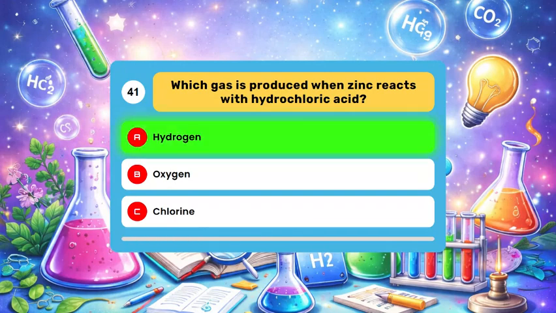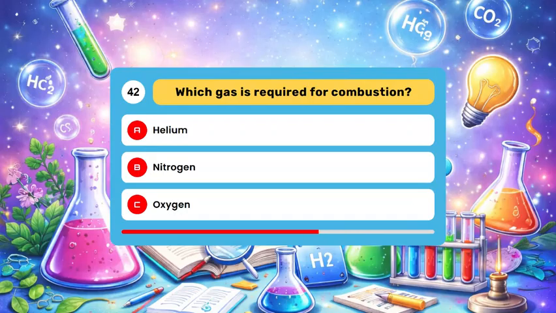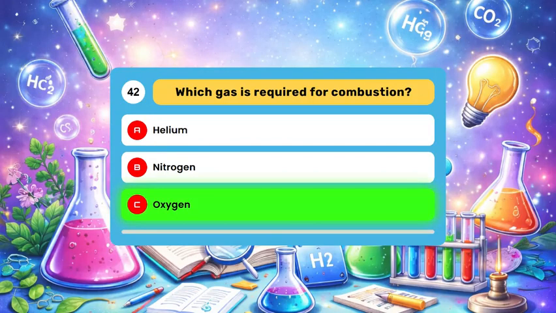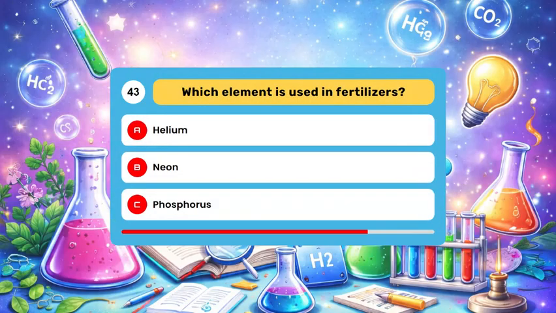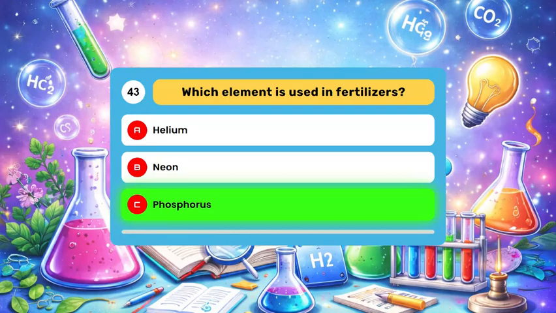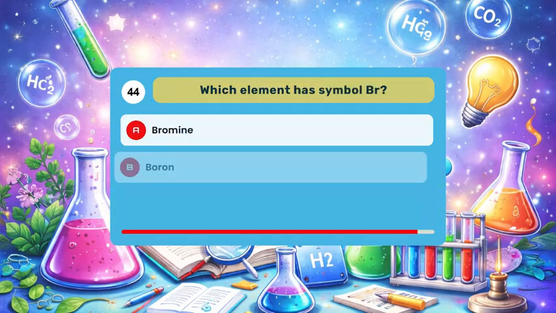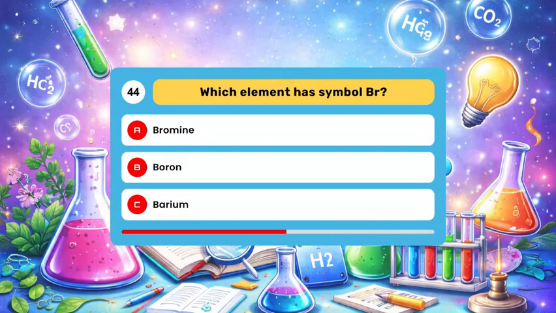Hydrogen. Which gas is required for combustion? Oxygen. Which element is used in fertilizers? Phosphorus. Which element has symbol Br?